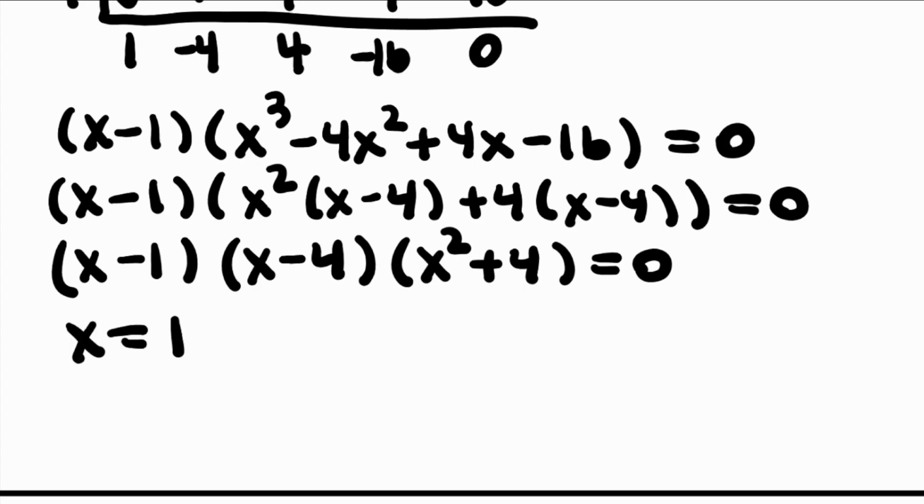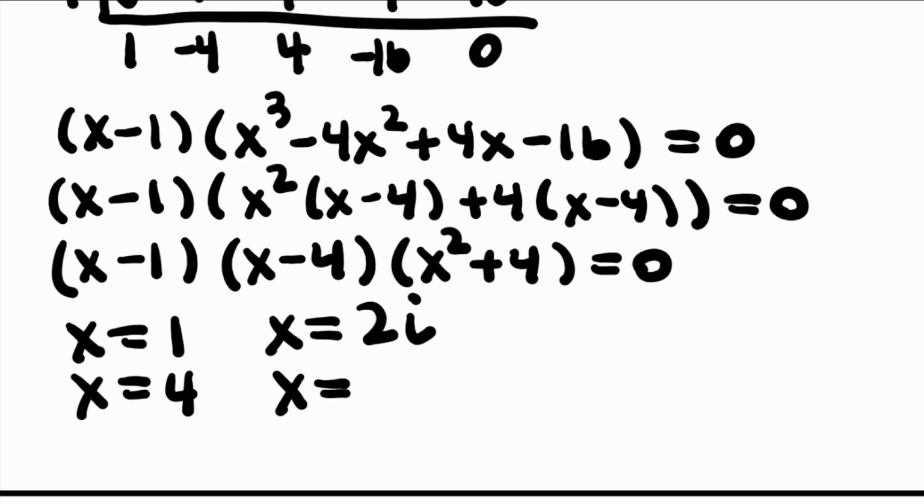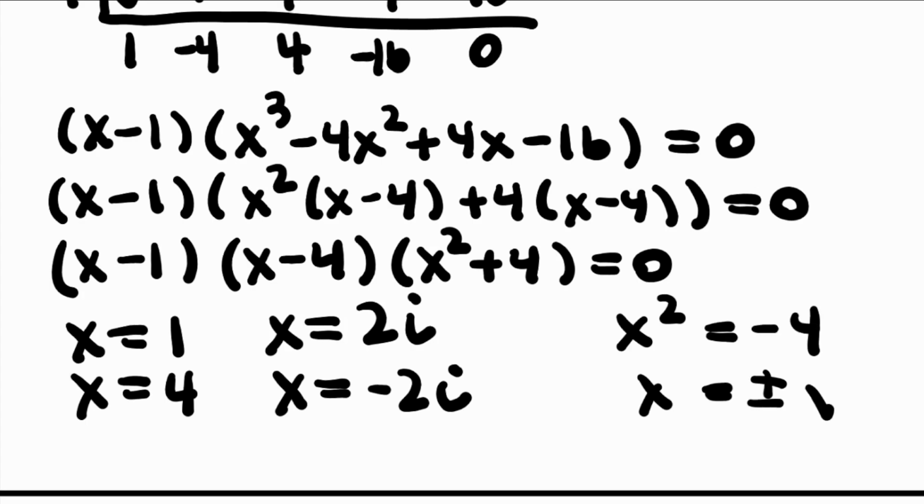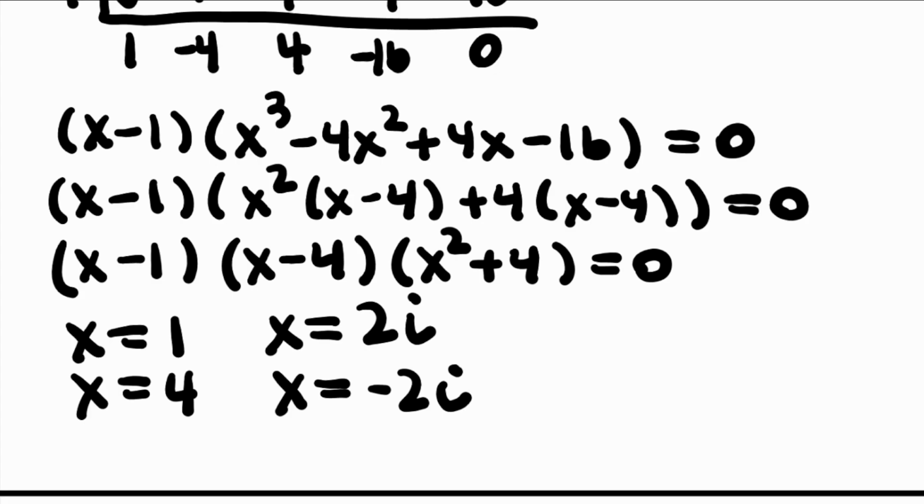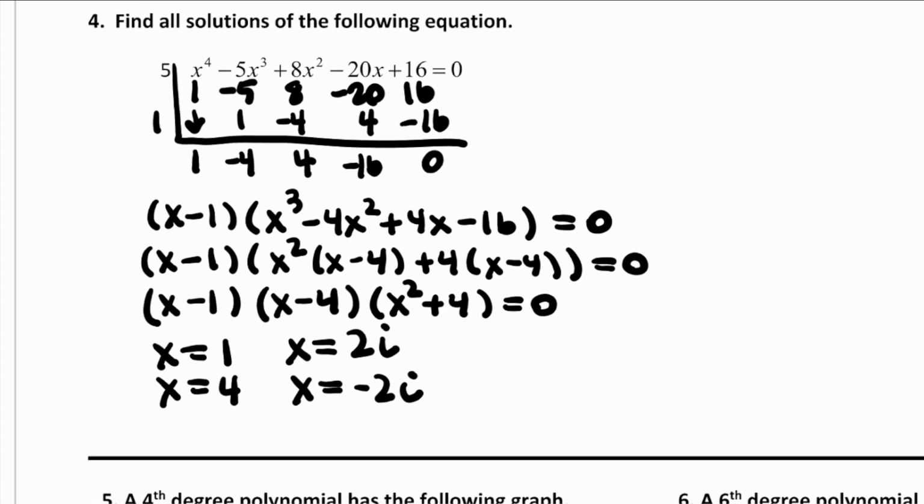I've got x equaling 1, x equaling 4. From x squared plus 4, I'm going to have x equals 2i and x equals negative 2i, right? Because if I try to solve that for x, we get plus or minus the square root of negative 4, and that's going to be 2i and negative 2i. Okay, yeah, that was number 4.